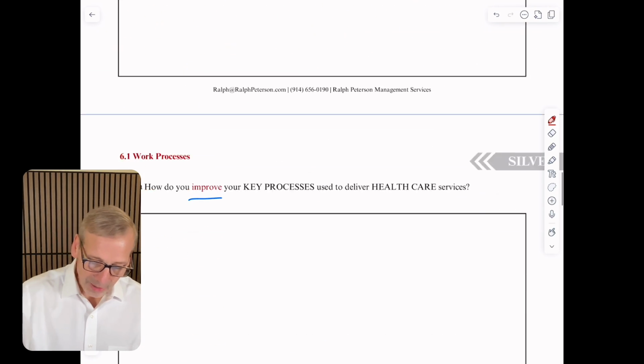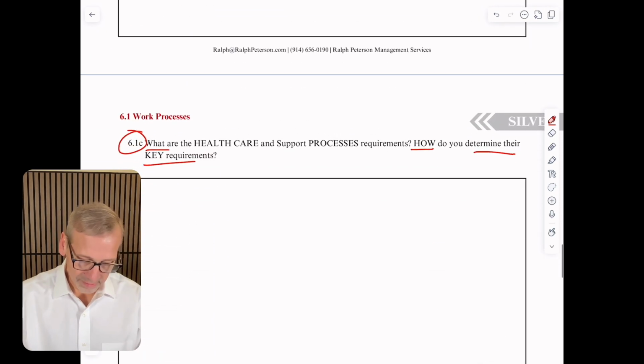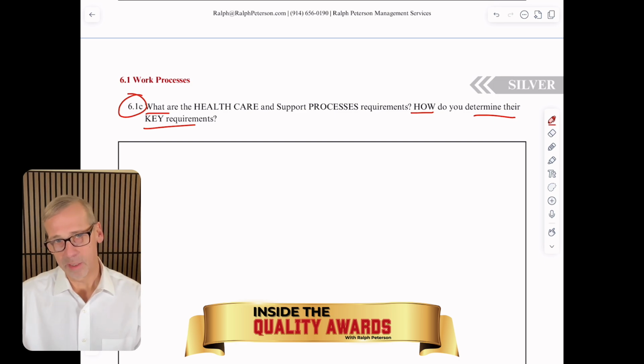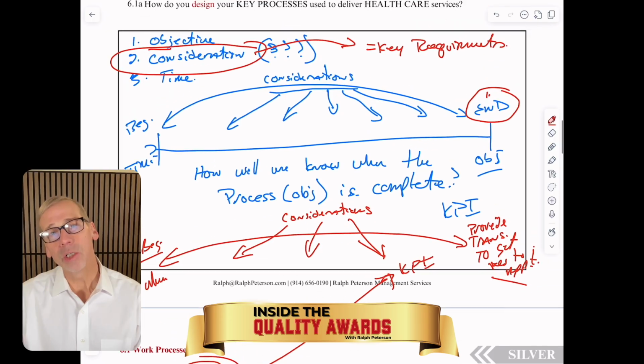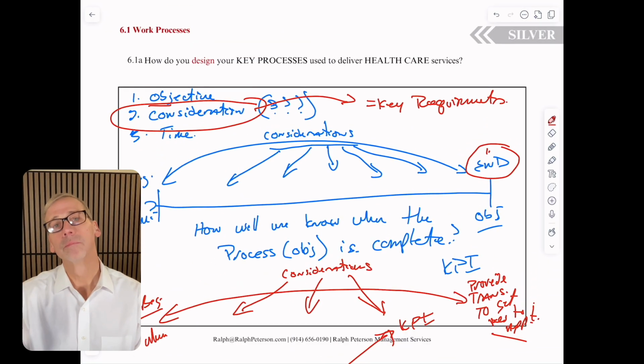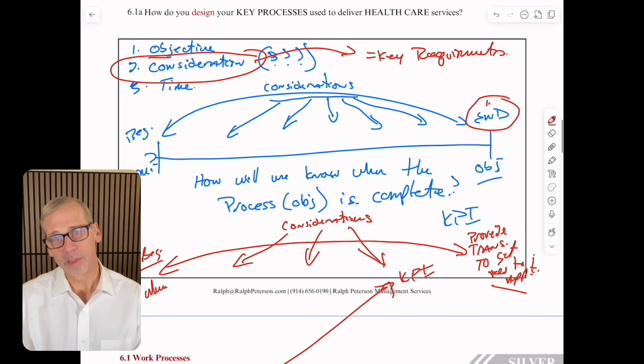So when you get down here to 6.1c, and it says, how do you determine your key requirements? As an examiner, I'm expecting you to talk about your considerations. That's what I'm expecting you to talk about, your considerations. Okay.